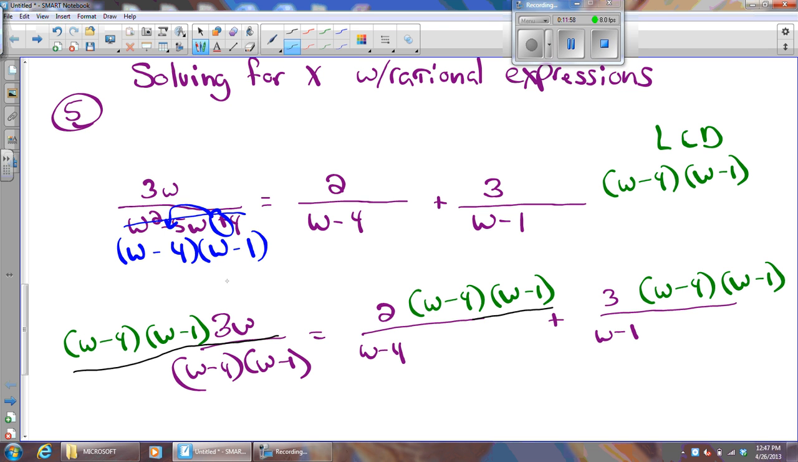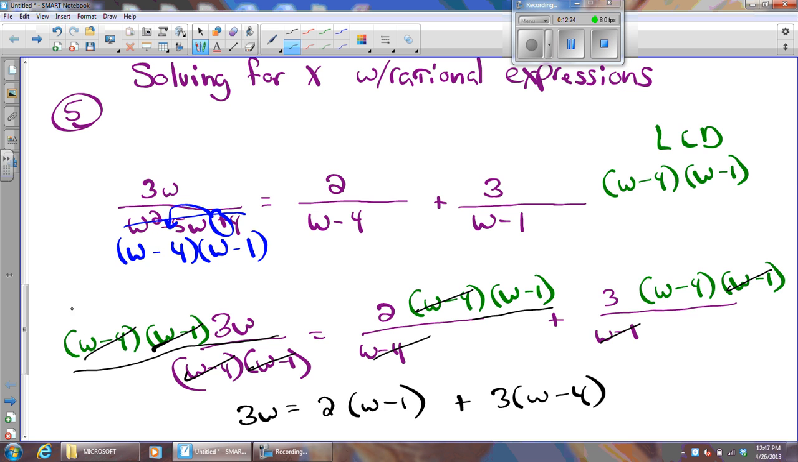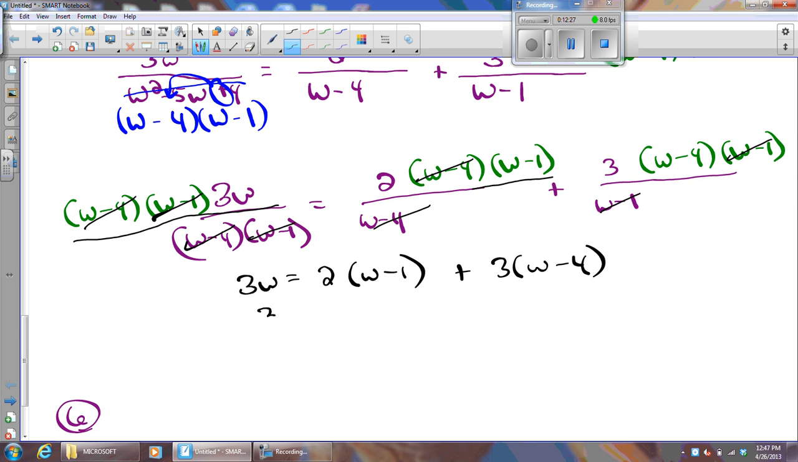Well, what happens in this first fraction? These cancel, those cancel, and I'm left with a plain old 3w. The second fraction, these cancel, and I have 2 times w minus 1. On the third one, the w minus 1s will cancel, and I'll have 3 times the quantity of w minus 4. Well, I'll distribute 2w minus 2 plus 3w minus 12. I'll combine like terms. 3w equals 5w minus 14.